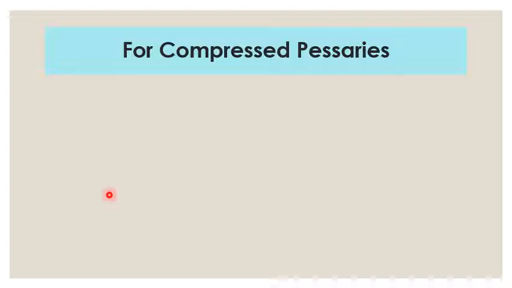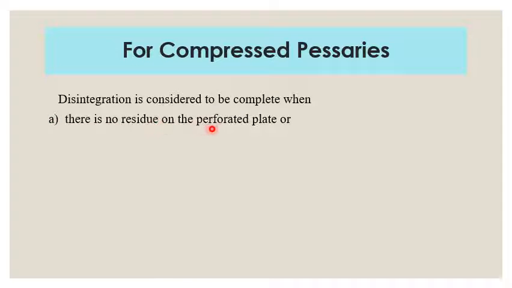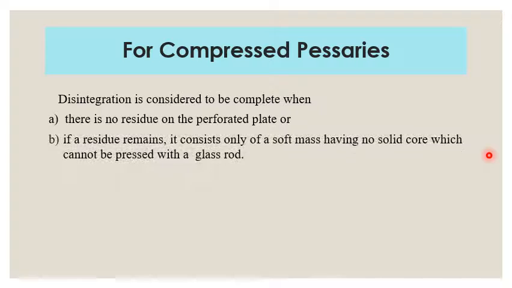For compressed pessaries, disintegration is considered to be complete when there is no residue on the perforated plate, or if a residue remains, it consists only of a soft mass having no solid core which cannot be pressed with a glass rod.